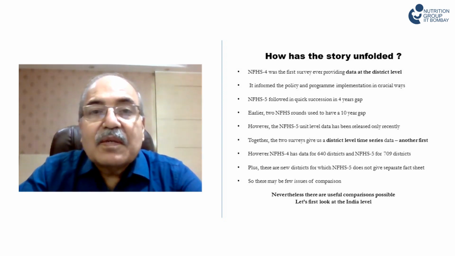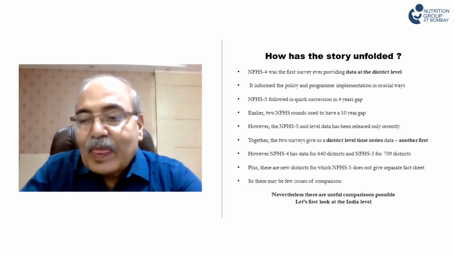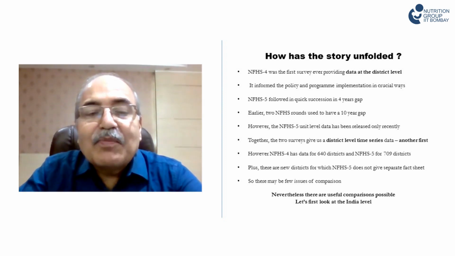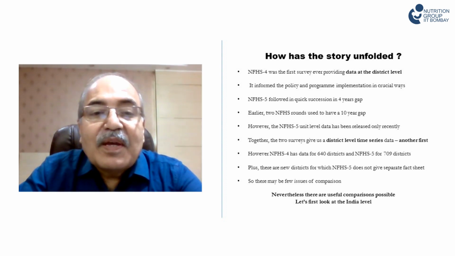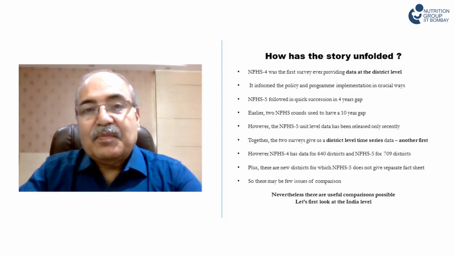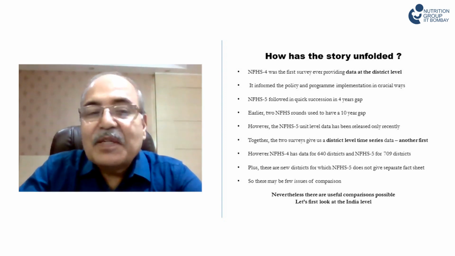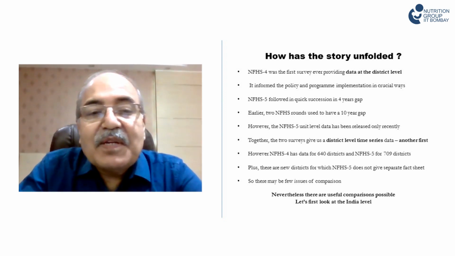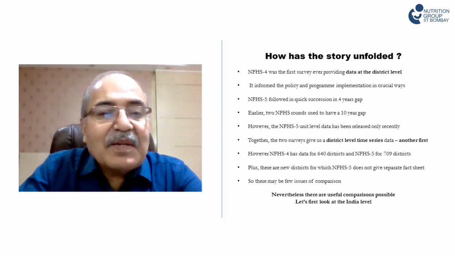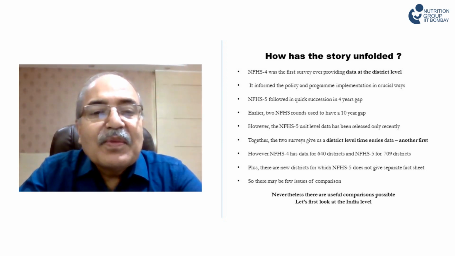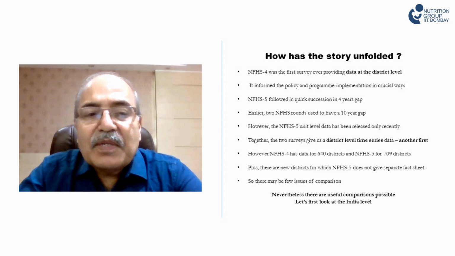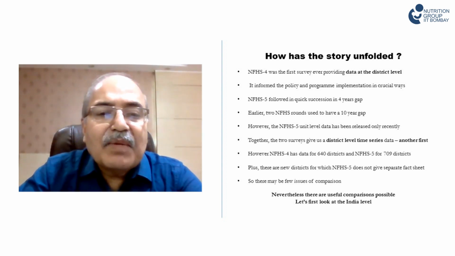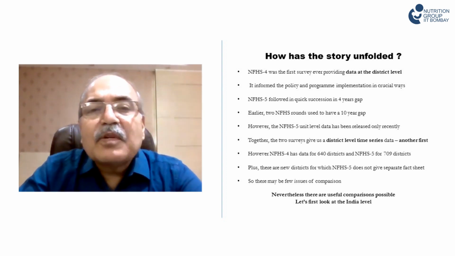Now, having said all this, we are excited, but are there no potholes on the road? Are there no small bumps? Well, National Family Health Survey 4, round 4, had the data for 640 districts. All of you know, districts in India do keep changing, new districts do get formed. NFHS 5 has data for 709 districts. So that may bring in a few issues of comparison. Plus, there are some new districts which have come up, and we will see in the NFHS 5 map new districts for which NFHS does not give a separate fact sheet. But nevertheless, we can make fairly useful comparisons.